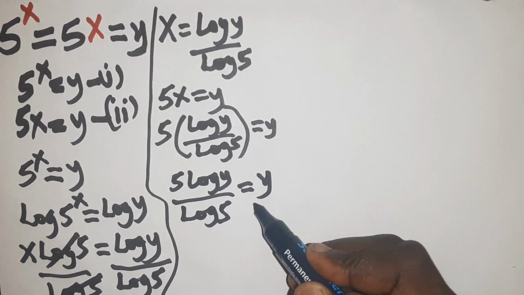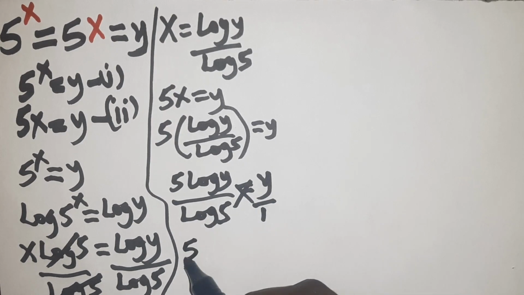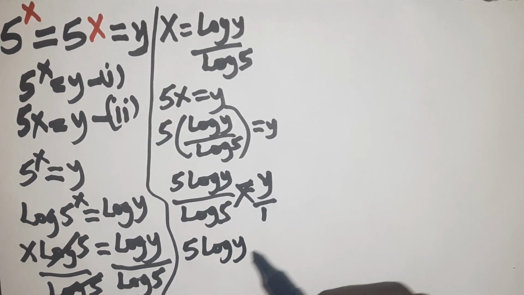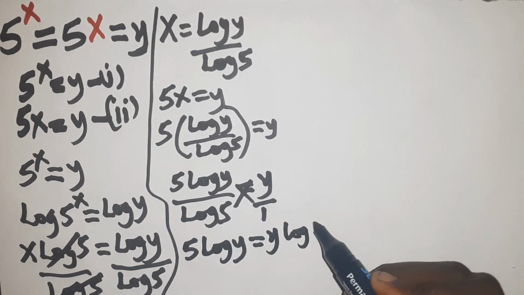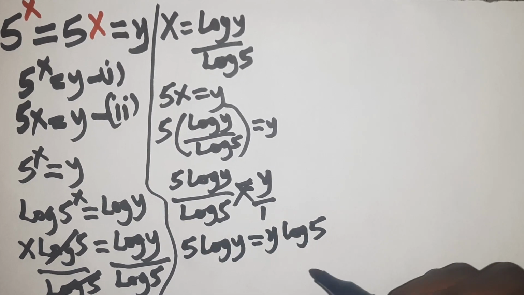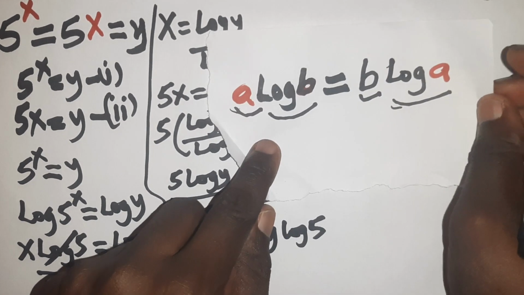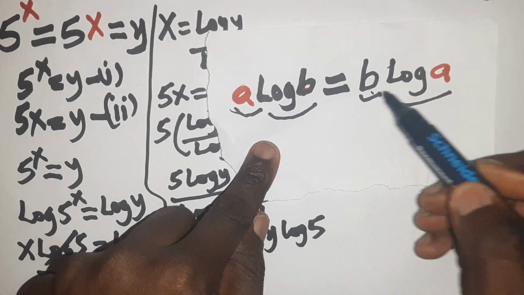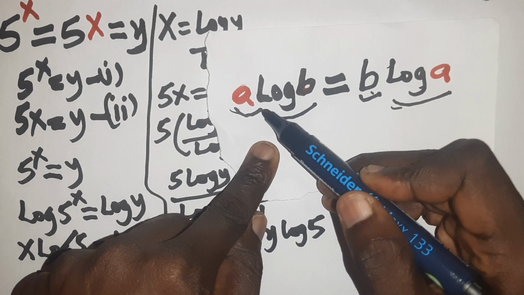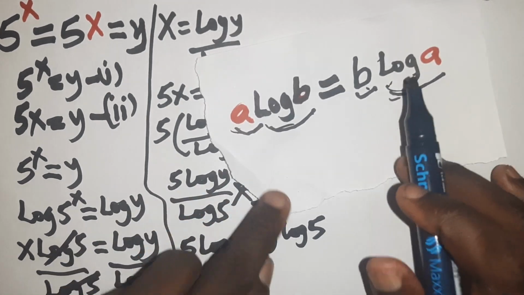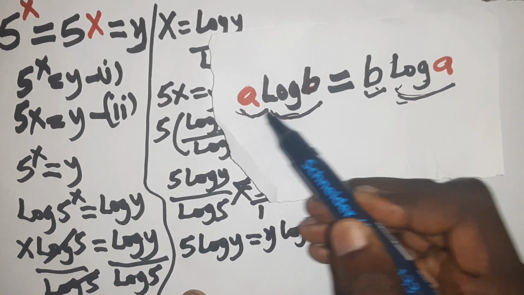Then of course I can put the y over 1 and then I'll cross multiply. So 5 log y times 1 still gives me 5 log y equal to y times log 5 gives me y log 5. And then from here, looking at this equation, we know that if we have a log b equals b log a, it means that a is equal to b, or we can say log b is equal to log a. So that is the case we have here. 5 log y equals y log 5, exactly in this format.